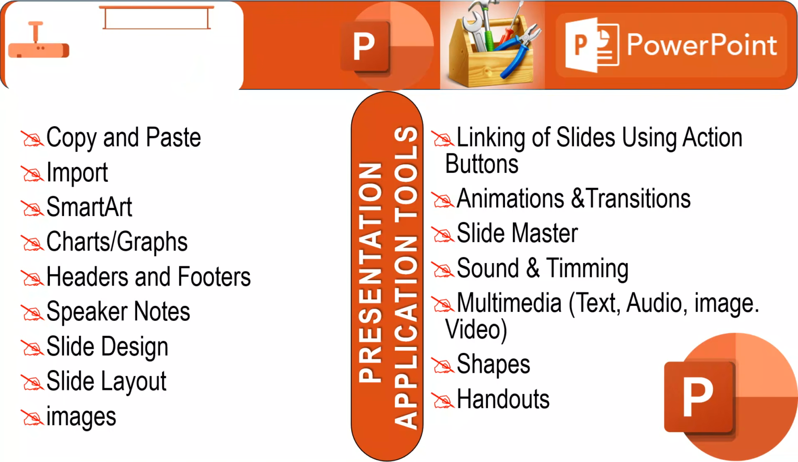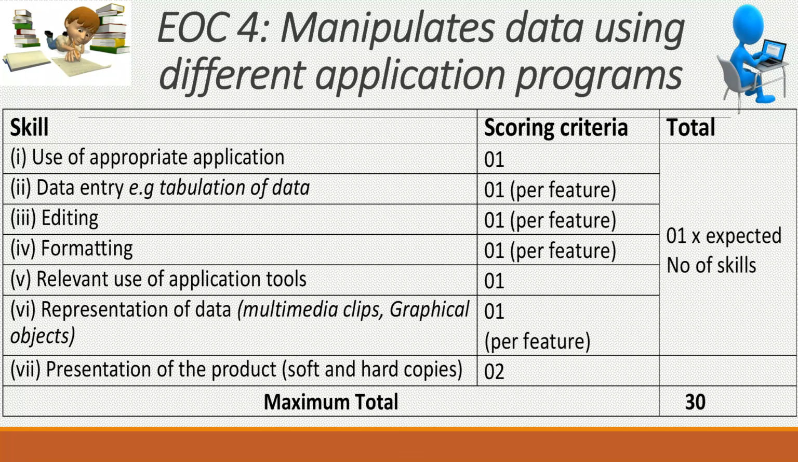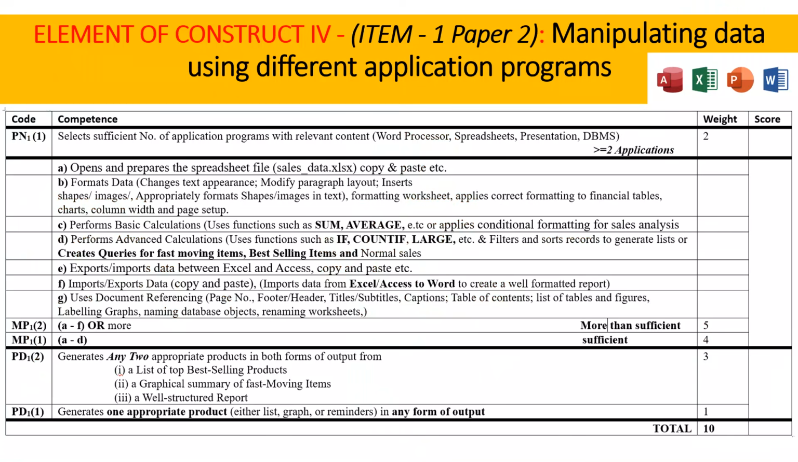So this is the score sheet. The score sheet looks at planning. So with planning, we are looking at the competencies. Has the candidate selected the sufficient number of application programs with relevant content? So we have been putting the relevant content in word processing, in spreadsheets and database. A candidate must use a minimum of 2 applications. Total weight 2. Then when you are manipulating data, we are looking at the following skills that are picked from this skills table, this here. And we generate what we call a score sheet.